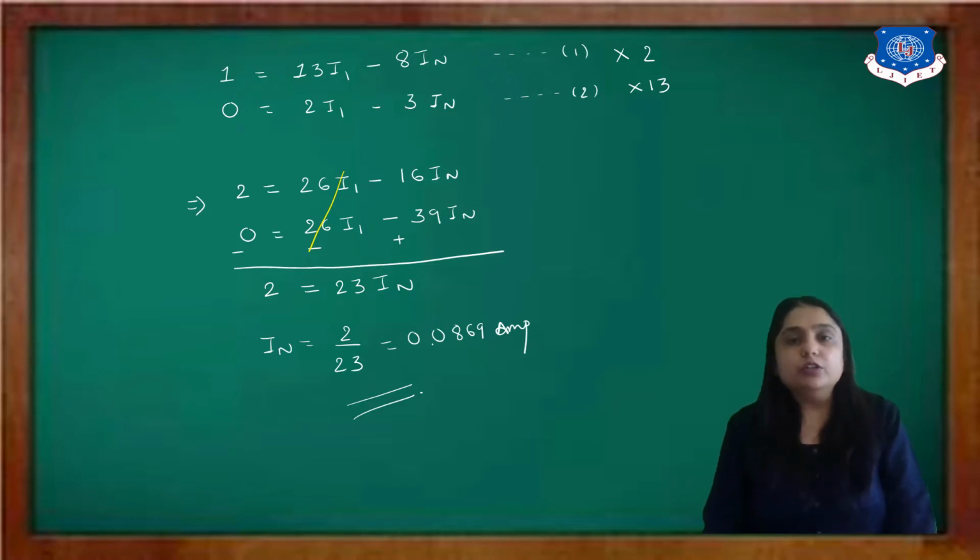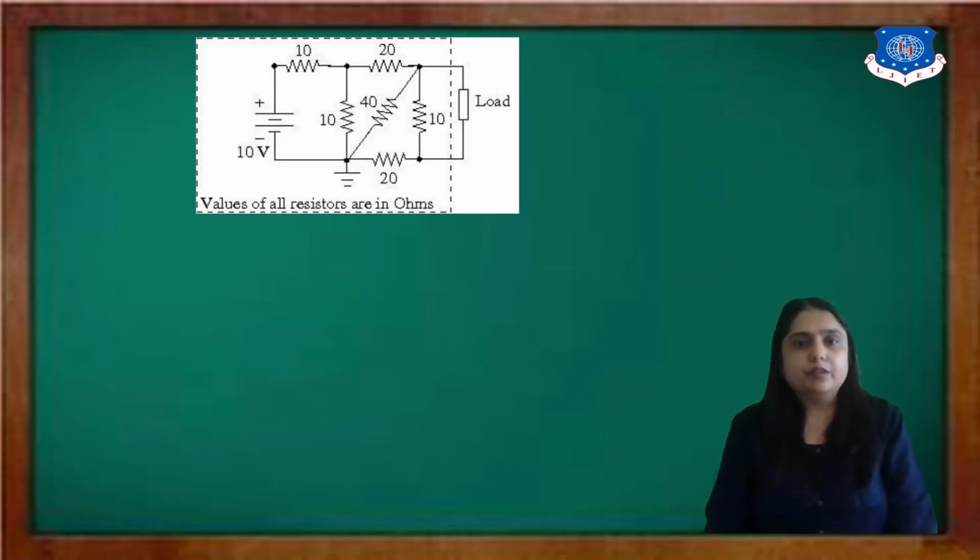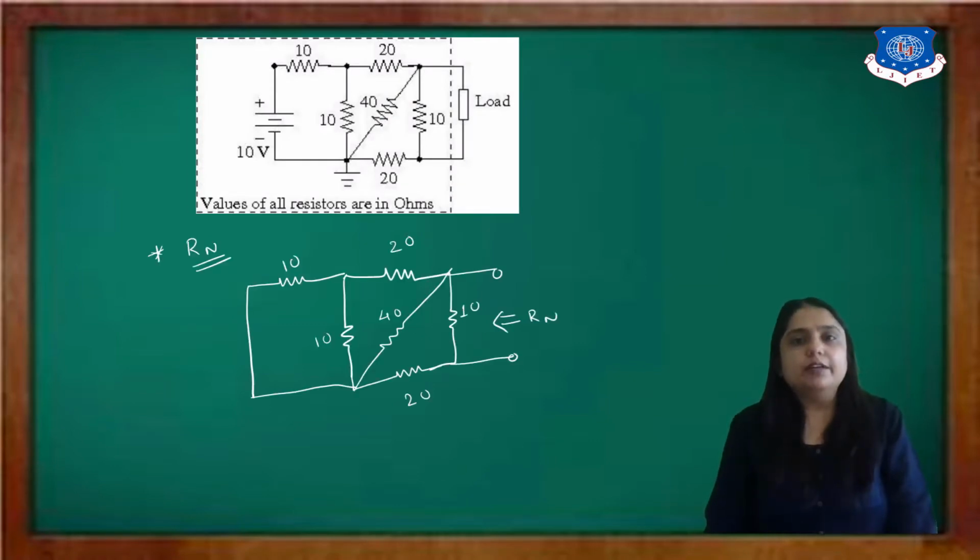Now we have to find out the Norton's equivalent resistance value, that is RN. For that, see, we have one diagram. Now we know that to find out the value of RN, all the voltage sources we have to replace by a short circuit and the current sources by an open circuit. So here the 10 volt source will be replaced by a short circuit. So what will I get? That is 10, 10, 20, 40, 20 and 10. And from this terminal I have to look and find out the value of RN.